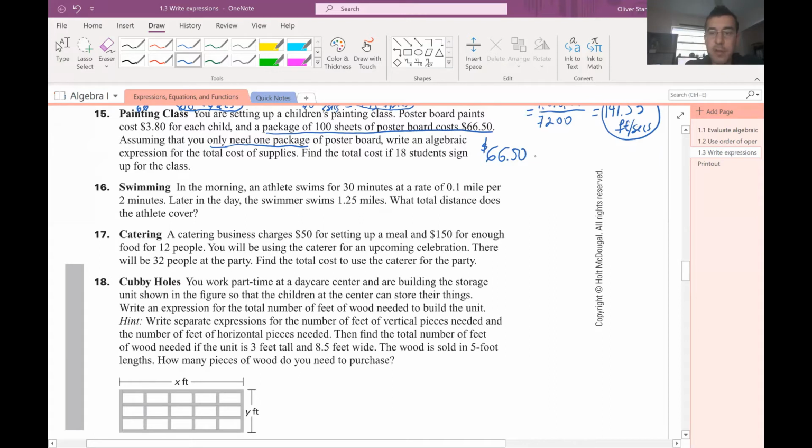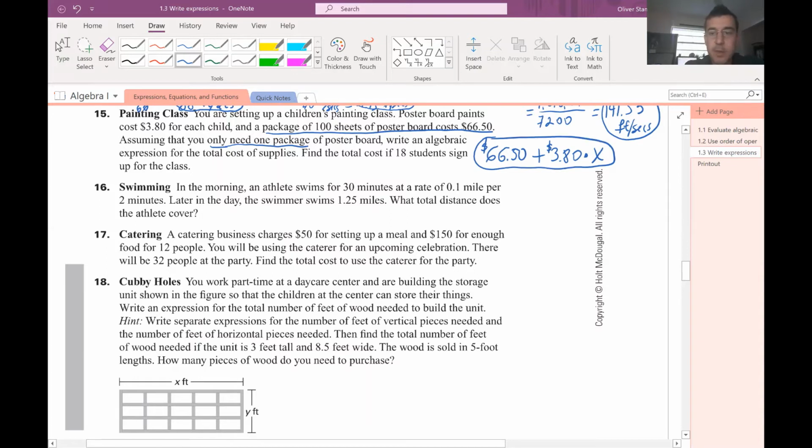And then plus the variable cost is the paint per child, which is $3.80. This depends on how many children we're going to have. If you have 1 child, the cost is going to be $3.80. If you have 2, it's going to be $7.60, and so forth. So 3.8 times x. This is the expression.